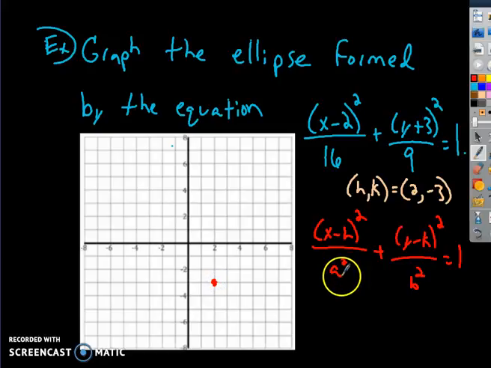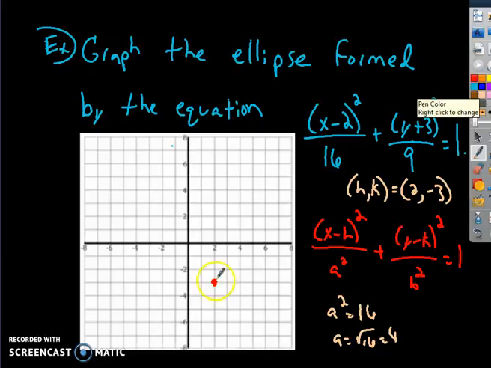Now, the a value: I know a² equals 16. If that's true, a has to be the square root of 16, or 4. So from that center, I need to go over 4 in the x direction, since a is beneath x. This is at 2, and then go over 1, 2, 3, 4, puts me at 6. If I go over 4 to the left of 2, puts me here at −2. So this is a vertex, and this is the other vertex.